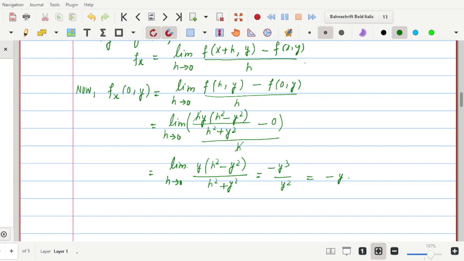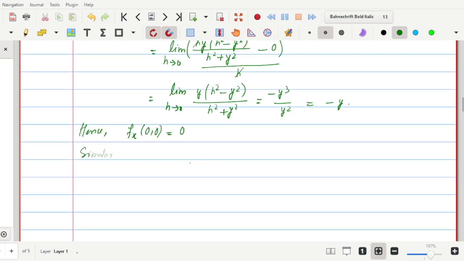Therefore, the partial derivative of f with respect to x at a point (0, y) is equal to minus y. Hence, the partial derivative of f with respect to x at the point (0, 0) is equal to 0. It can be obtained by just putting this minus y equal to 0.